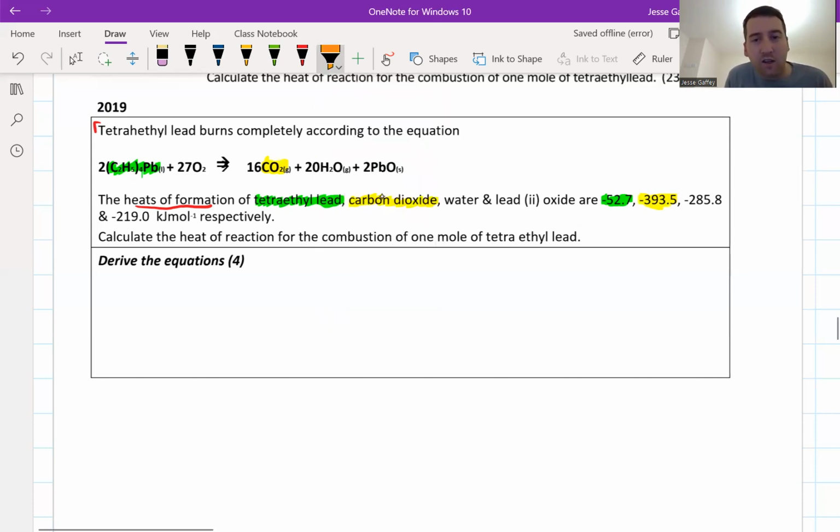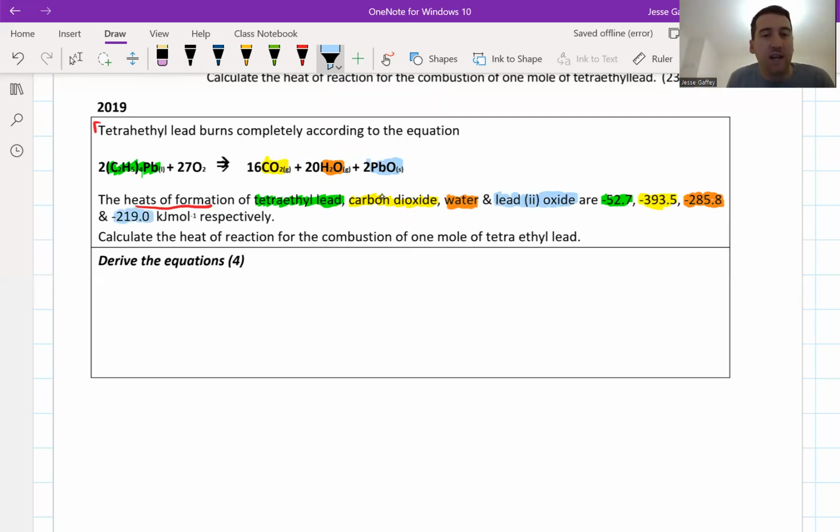Okay, the third chemical name is water, and as you can see, that would be H2O above, right there, and the number here is 285.8. And last of all, in this little blue color, lead 2 oxide is the fourth one, and that would be this here, PbO, lead oxide, and that's going to give me a heat of formation of minus 219.0.